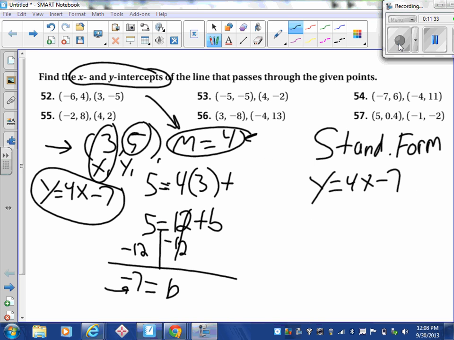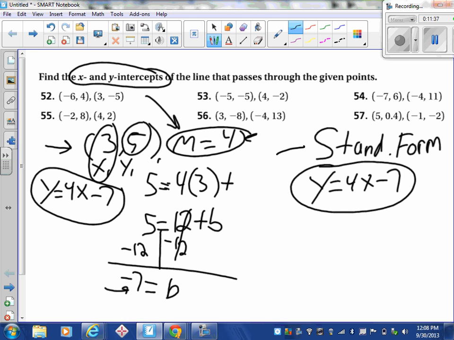So this is my slope-intercept form, but I want to change it to standard form. Only thing I got to do is move the x to the other side. So minus 4x to one side, minus 4x to the other side, and I get negative 4x plus y equals negative 7.